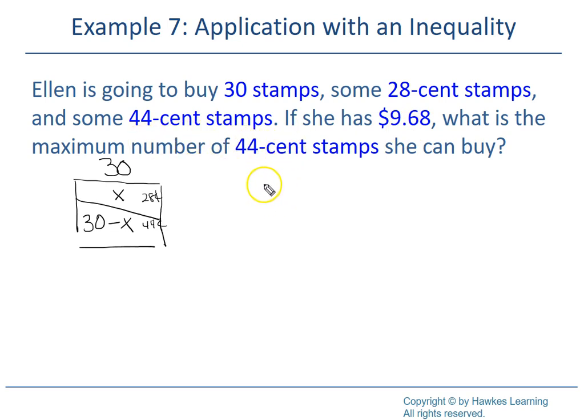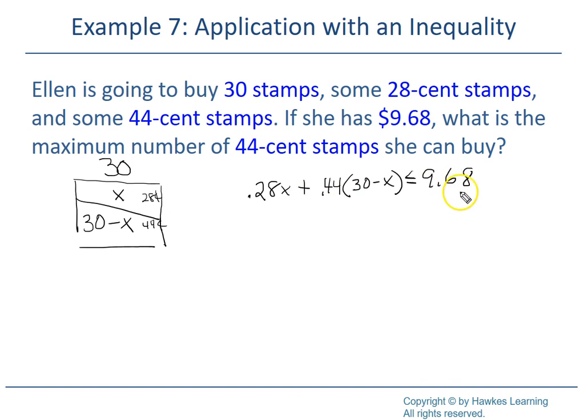So, we go 28, and this is cents, times x, plus 44 cents, times 30 minus x equals, and let's see, what is she, maximum number has to be less than or equal, I believe is what we're going to put there, 968.